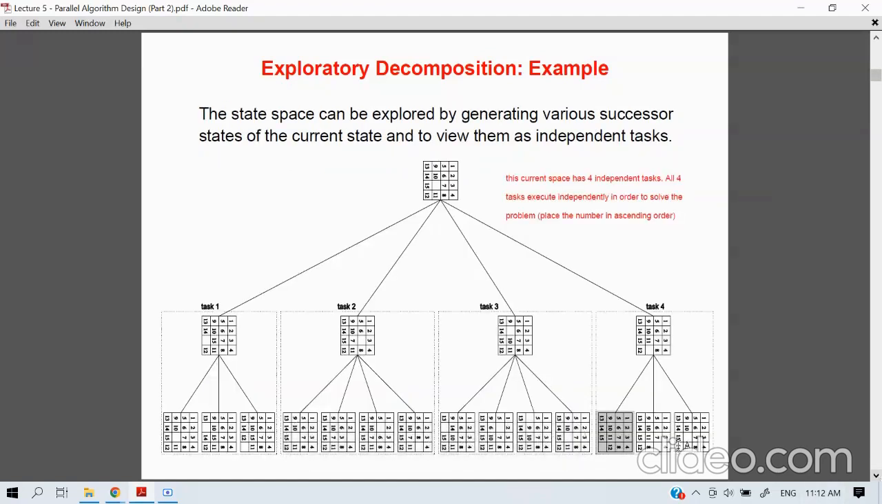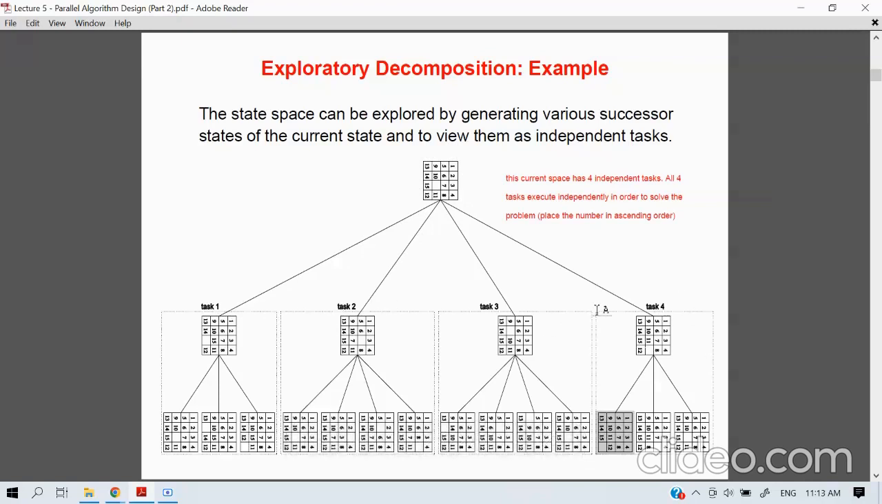So this is another example. Instead of solving the problem in serial, one by one, step by step, we can decompose it into several subtasks. The state space can be explored by generating various successor states of the current state and viewing them as independent tasks. So we have the current state, the state that we want to solve, and we divide it into 4 subtasks: task 1, task 2, task 3, and task 4.